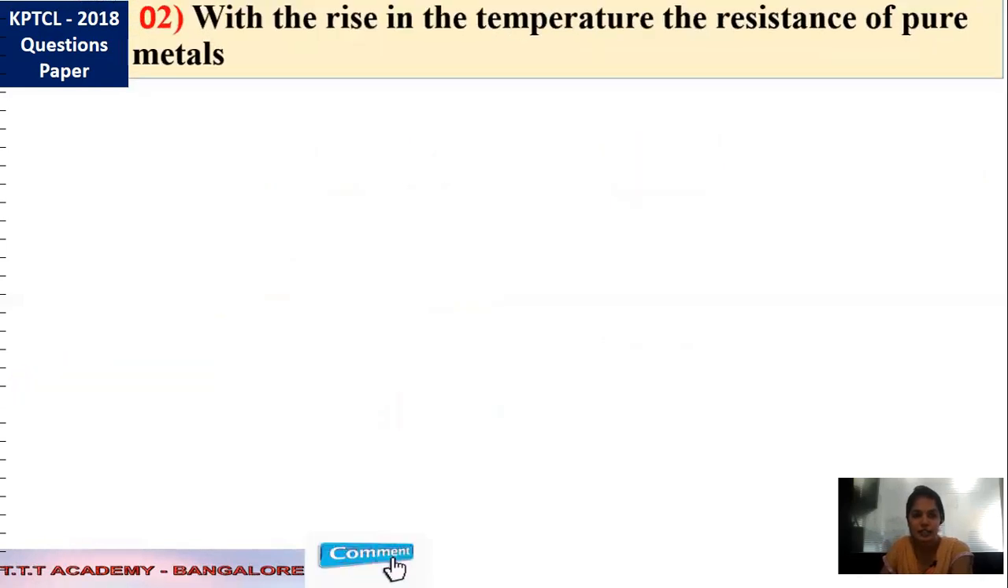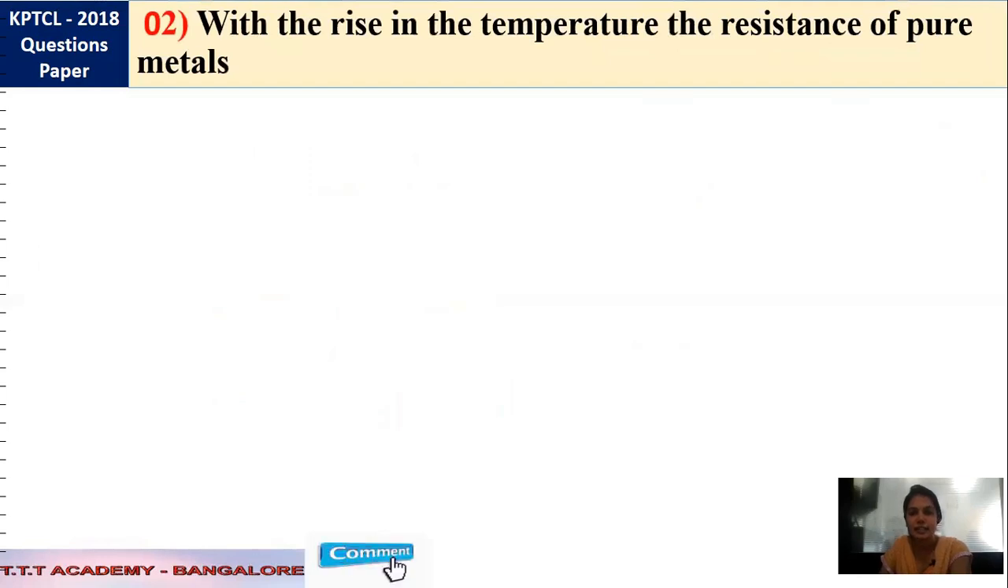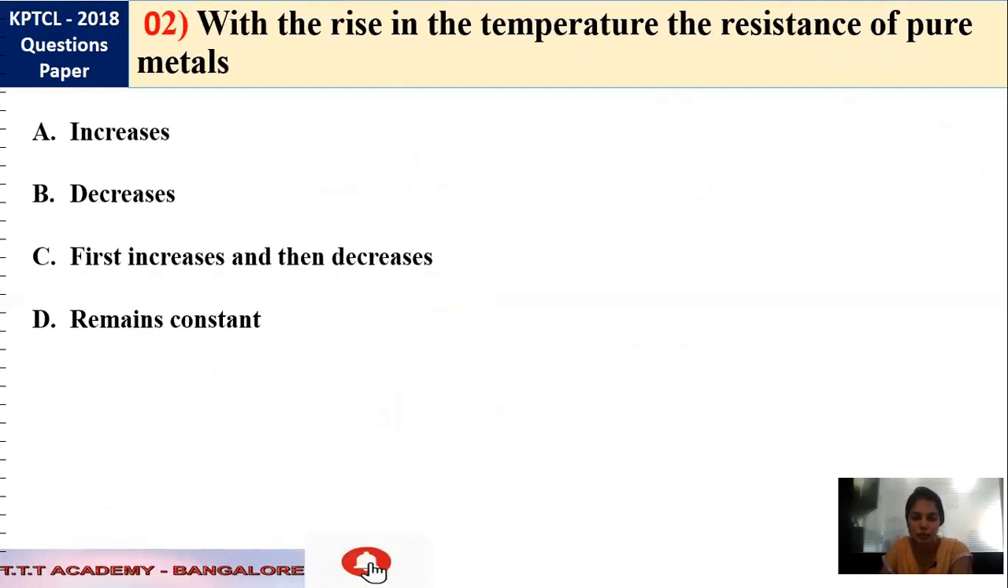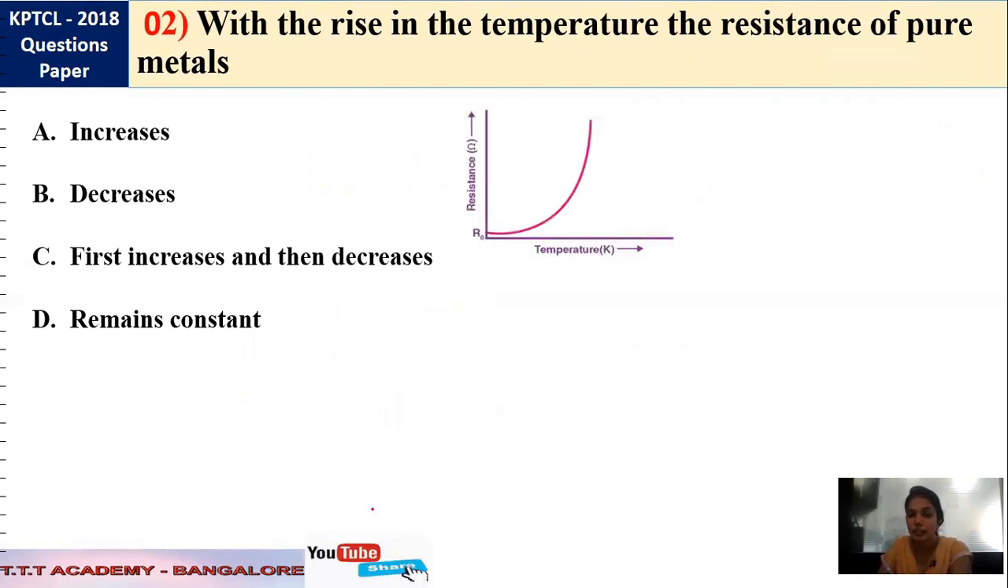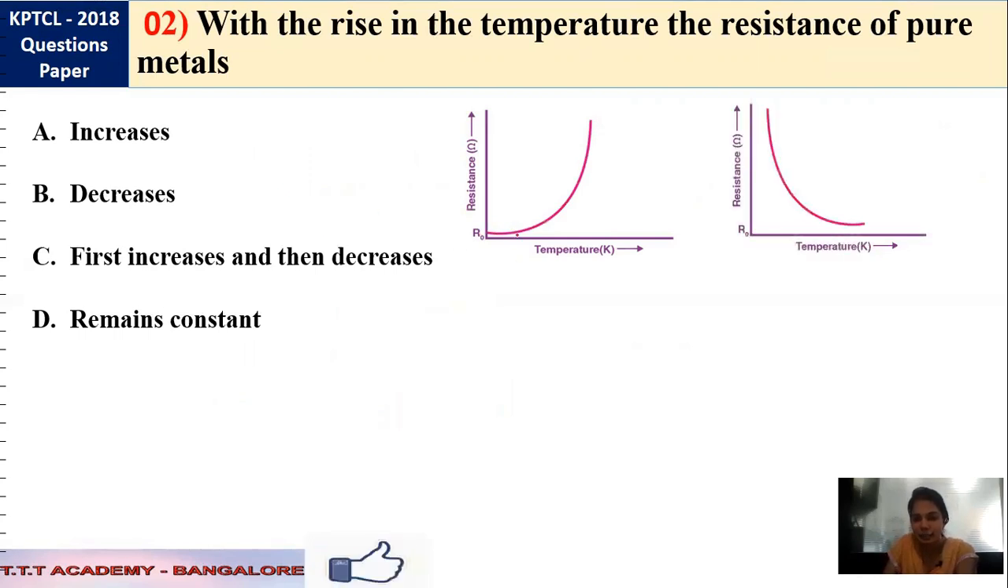Our next question is, with the rise in the temperature, the resistance of pure metals, and the options are here. We all know that the resistance of the material also depends upon the temperature of the material. In some materials, as the temperature increases, the resistance also increases. This is known as positive temperature coefficient. In some materials, as the temperature increases, the resistance will decrease. That is known as negative temperature coefficient.